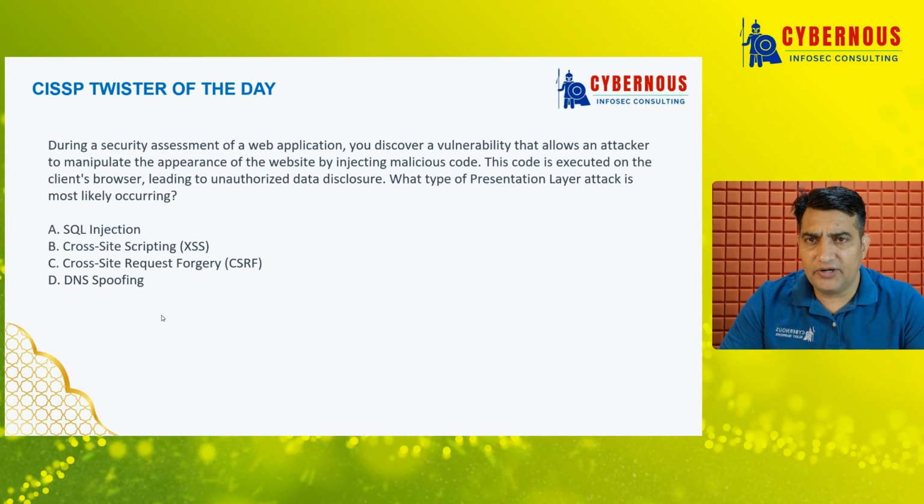So this particular question has been taken from your CISSP domain 4. And in that, when we go through the different OSI layers, we must understand the different types of attack which happen on different layers. I will take a minute to explain what is SQL injection. All right, so let's go to option number A and try to understand first what is SQL injection.